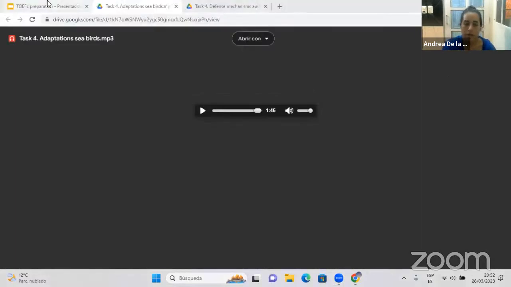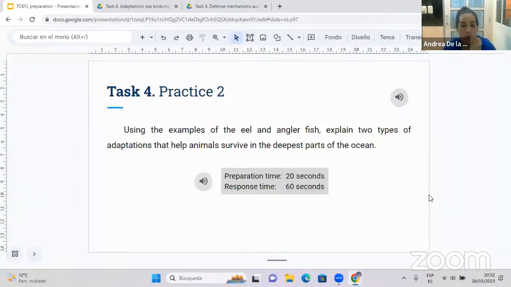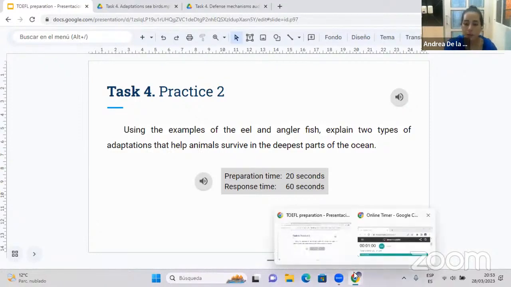Okay, guys. Now pay attention to the question. It says, using the examples of the eel and anglerfish, explain two types of adaptations that help animals survive in the deepest parts of the ocean. You'll now have 20 seconds to prepare your responses.